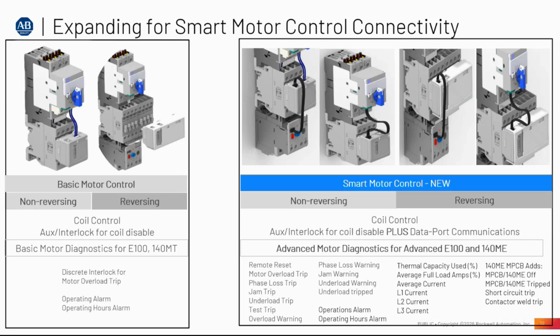So a little bit more about the starters. There's basic motor control for reversing and non-reversing. As you can see in this photo, there are two little cables running. This will just indicate back to your device that your overload has blown, or your contactor has blown.